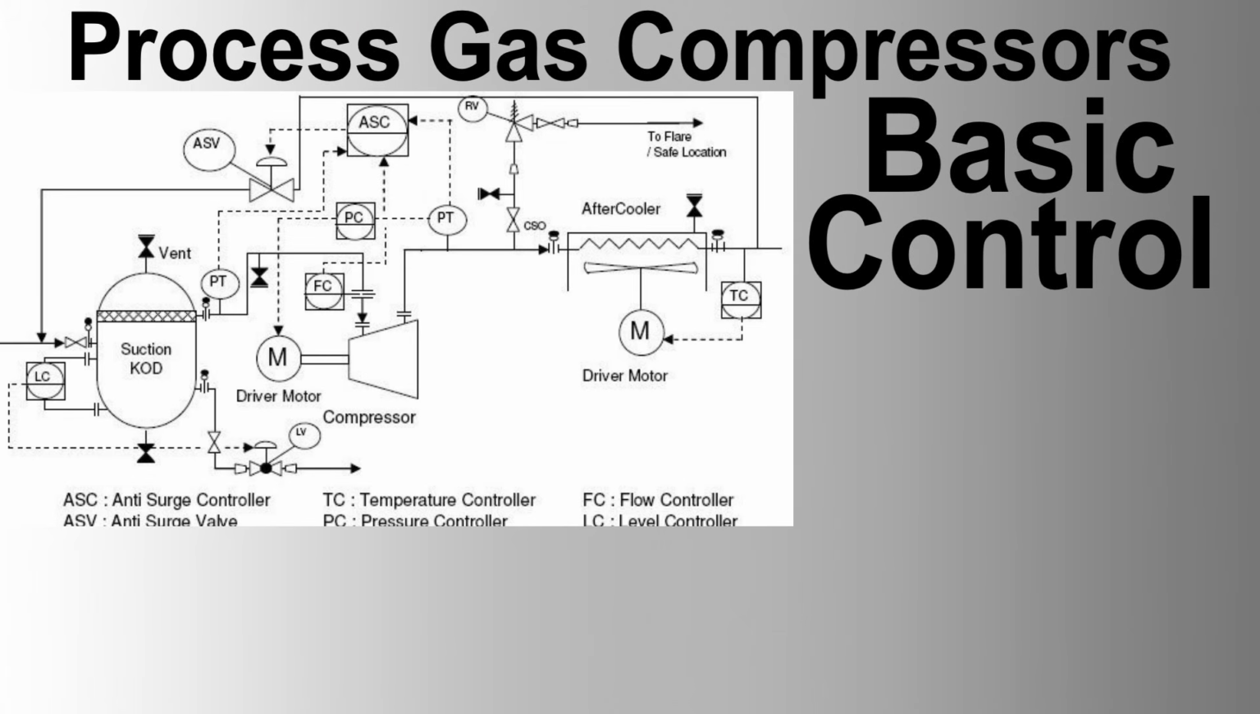B. Signals from the MCC. Status feedback, digital signals indicating motor status: running, stopped, fault. Current feedback, analog signal, 4 to 20 milliamps, indicating motor current. Voltage feedback, analog signal indicating motor voltage. Speed feedback, analog or digital signal indicating actual motor speed.